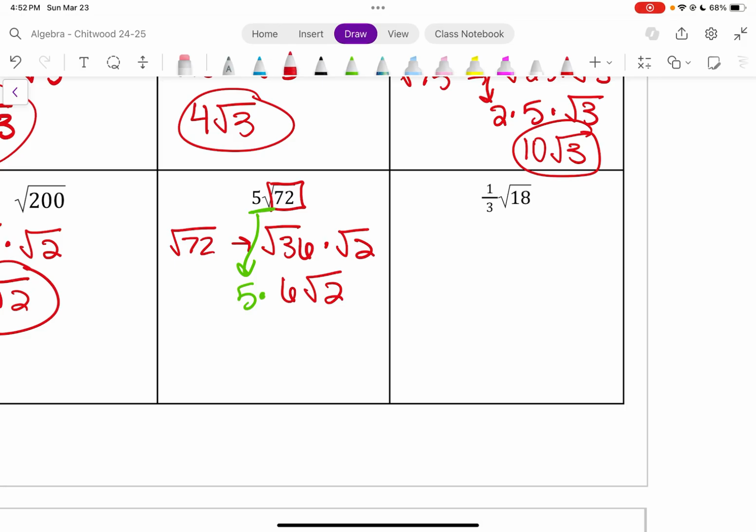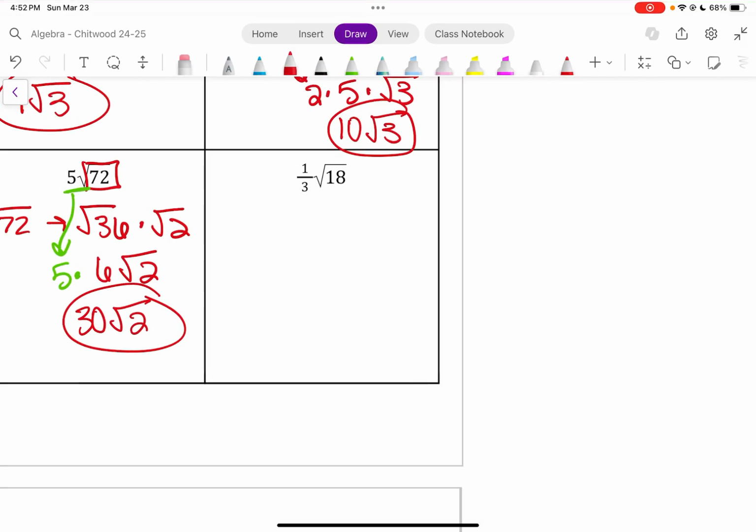I can only multiply those numbers. You can't multiply by the square root. Think of it as you can't do x times y because it's just xy. 5 times 6 is 30, and then I still have my leftover square root of 2, and I leave it like that.